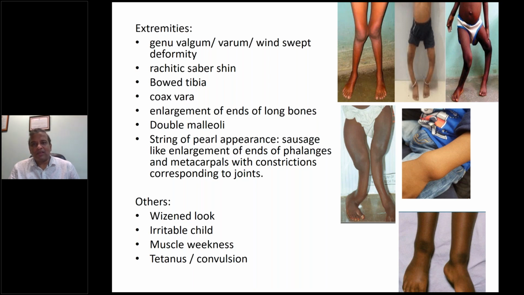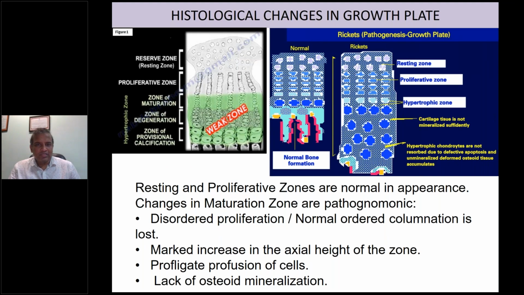So what happens actually in the bone? If we see a normal bone, it has various layers in the physis, from physis to metaphysis, the area from which the bone growth happens. The resting and proliferating zones in rickets are normal, but the maturation zone gets affected. In normal bone formation, the zone of maturation is not that thick. This is the resting zone, this is the proliferating zone, and this is the maturation zone. So that is not thick.